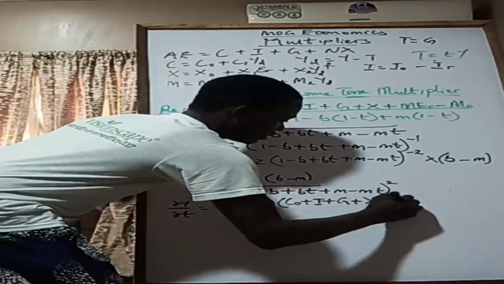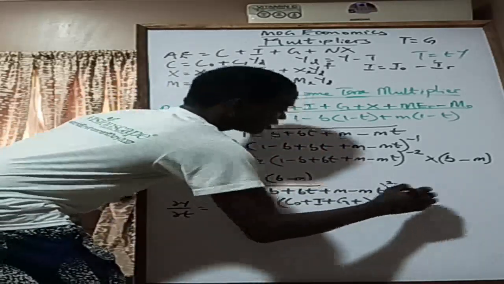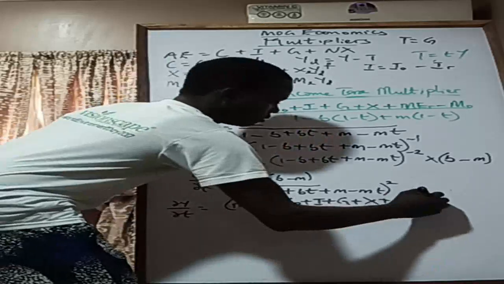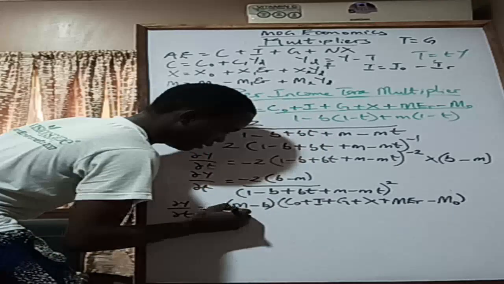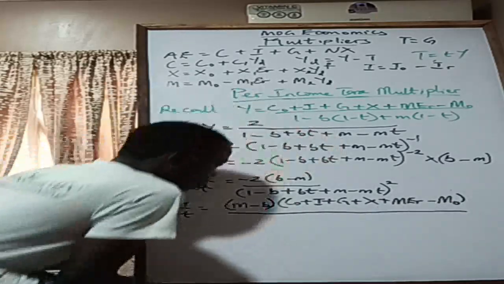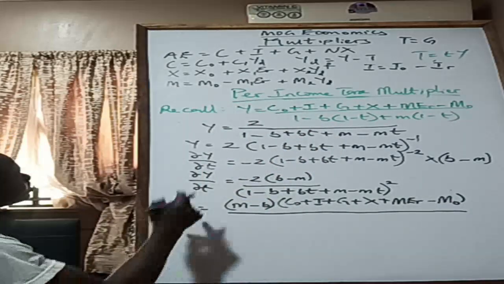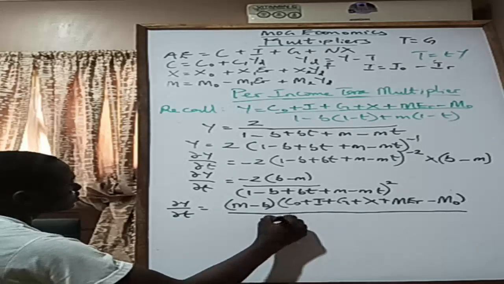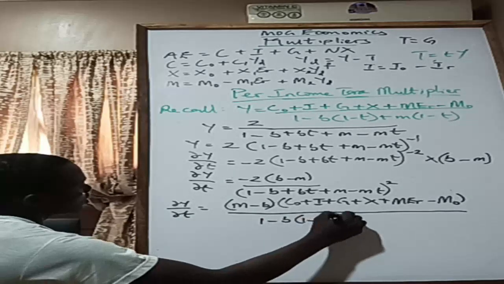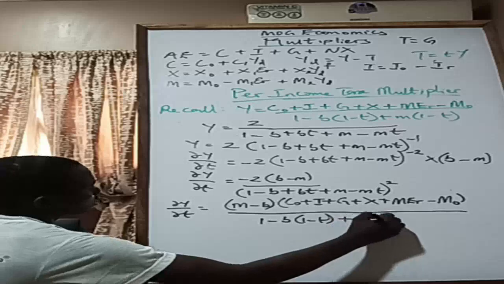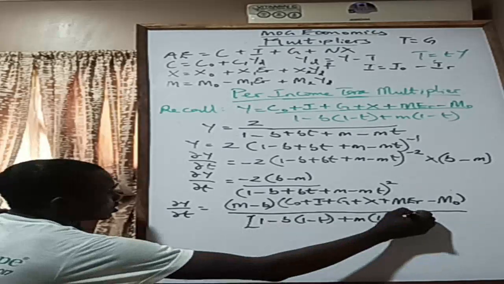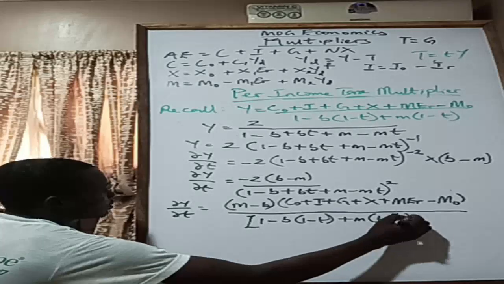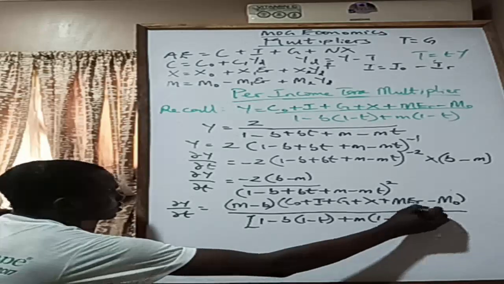so plus m as a function of real exchange rates minus m naught, right? So divided by, I can just write as 1 minus b into brackets 1 minus t plus m 1 minus t. Okay, so everything here will be squared.